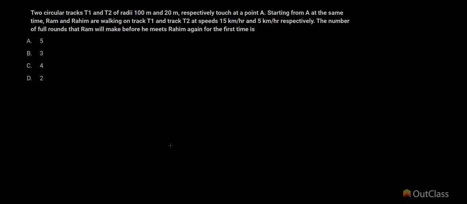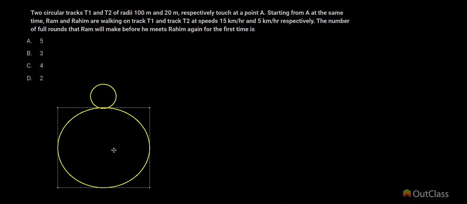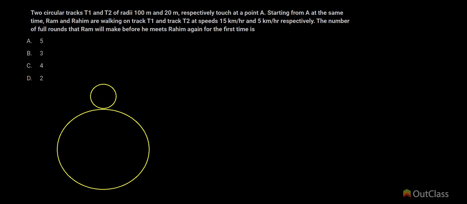Two circular tracks T1 and T2 of radii 100 and 20 meters respectively touch at a point A. Starting from A at the same time, Ram and Rahim are walking on track T1 and track T2 at speeds 15 and 5 respectively. The number of full rounds that Ram will make before he meets Rahim again for the first time. You have a radius of 100, you have a radius of 20, speed of 15, speed of 5.